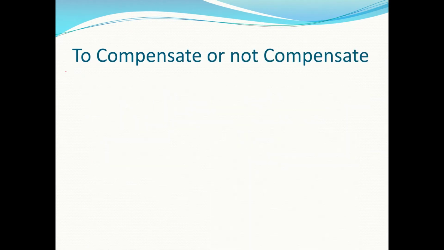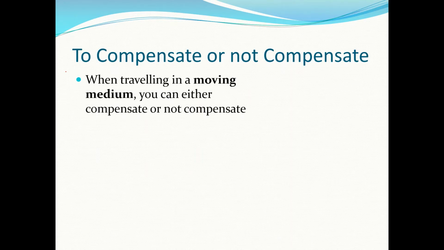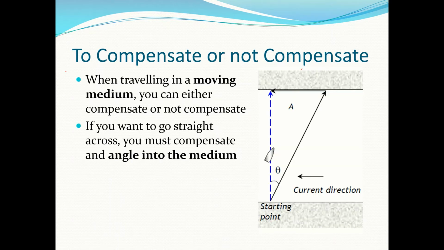So when doing these 2D questions, when doing these navigation problems, an important question to ask yourself is to compensate or not to compensate. So when traveling in a moving medium, you can either compensate or not compensate. If you want to go straight across, you must compensate an angle into the medium. So this situation is what the airplane did. So you can see this is our vessel, this could be our airplane. And what we have is that the airplane heads into the wind. So the wind is going this way, and the airplane heads into the wind.